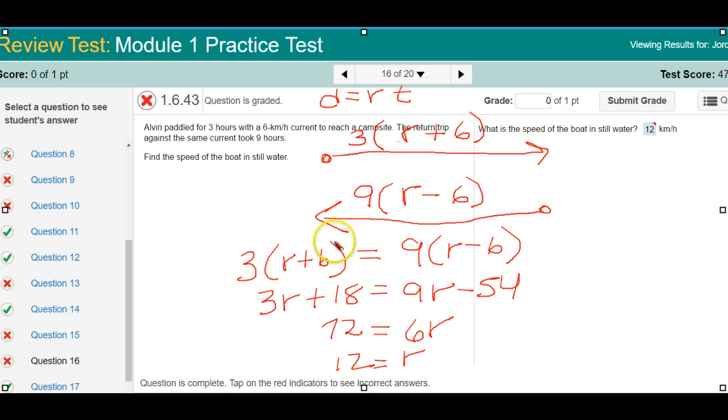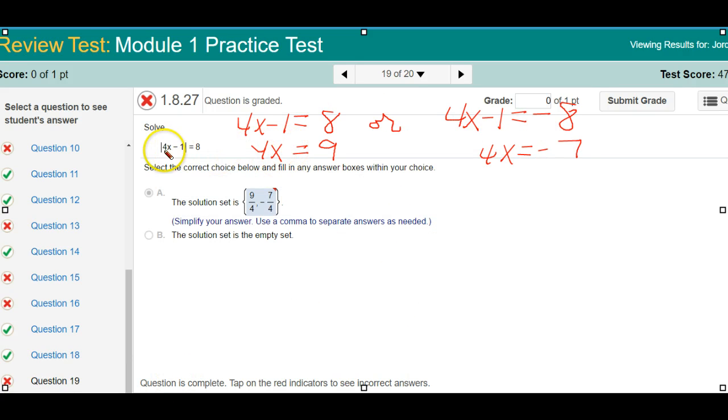So we distribute. We're going to solve for r, so we transpose the r, becomes 6r. Transpose this, 72. Divide both sides by 6. R equals 12. And there's the work to support your answer. Now remember, you can always pause, rewind, fast forward.